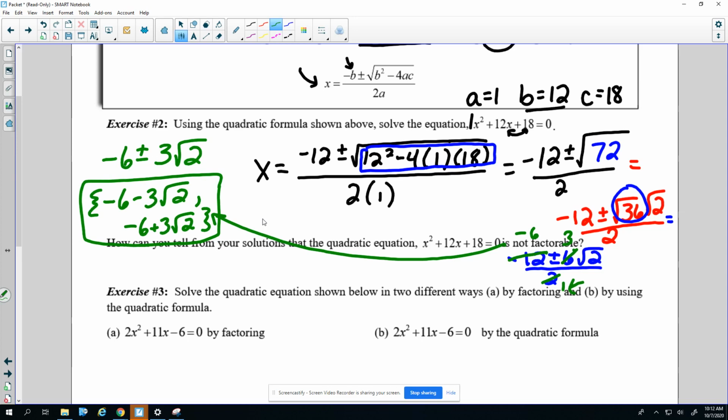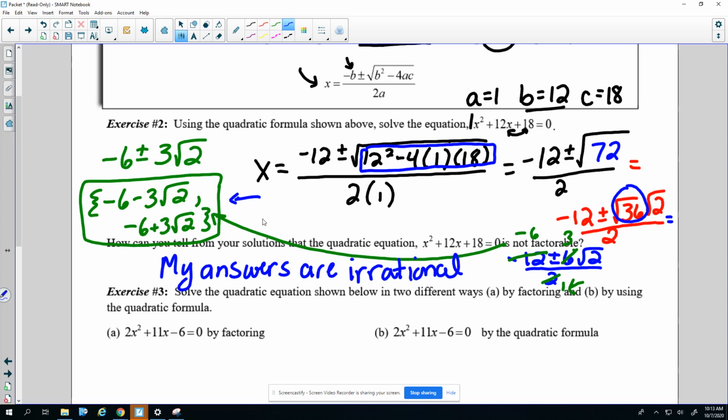So the next question says, how can you tell from your solutions that the quadratic equation x squared plus 12x plus 18 equals 0 is not factorable? So basically, if my solutions are irrational, if they have radicals left in them, square roots, then I couldn't have factored. So the answer to this is my answers are irrational. So if we see those square roots, I don't think we've ever really factored and gotten answers that are square roots. It means we couldn't have factored in the first place.